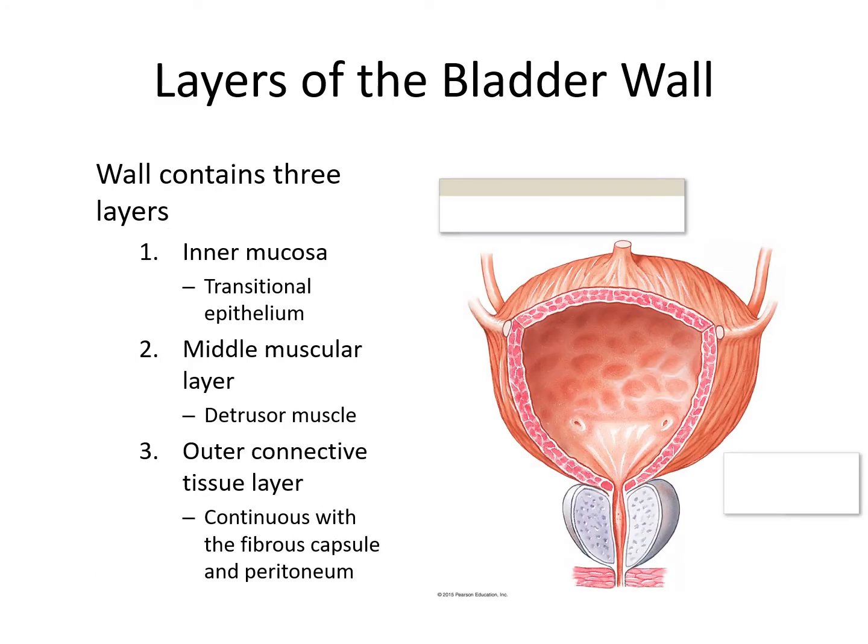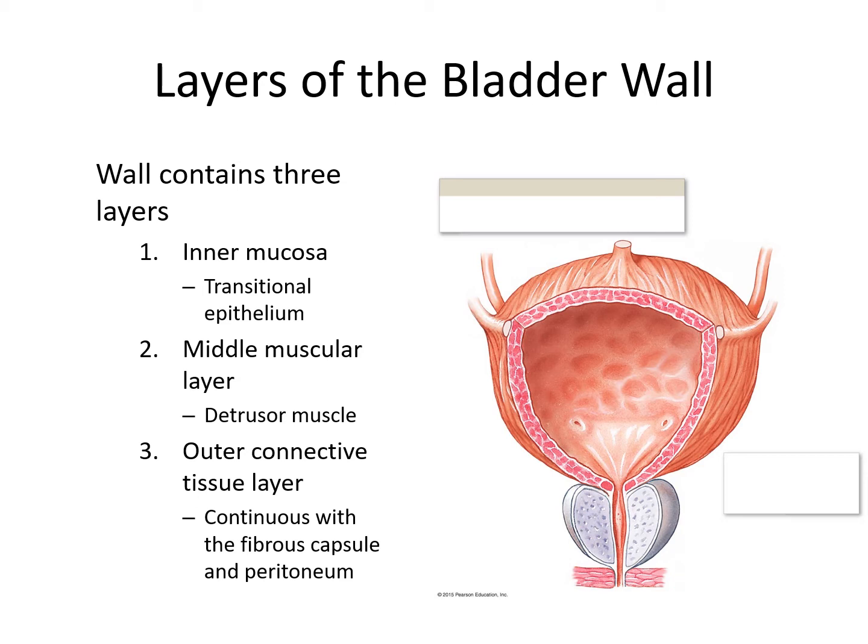These are the layers of the bladder wall. We have the inner mucosa, the middle muscular layer, and the outer connective tissue layer, which is going to be continuous with the fibrous capsule surrounding it and the peritoneum. So it is sort of connected to that layer that is surrounding your abdominal cavity.